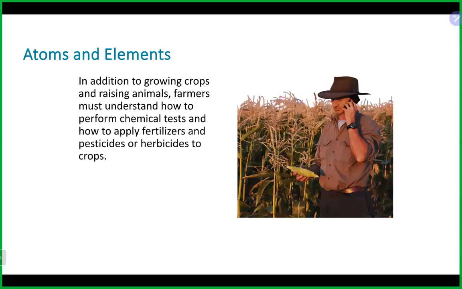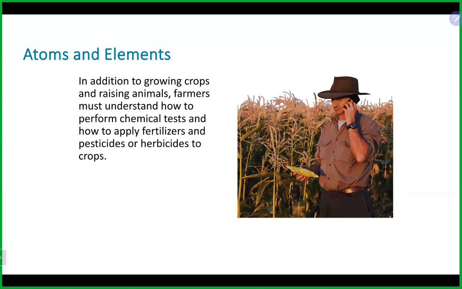So atoms and elements. Elements are the basic building blocks of everything. You could think of elements as sort of like the alphabet. There's only so many letters we have, right? But we can make all kinds of words, depending on the combination of letters that we put together. It's the same idea here. There's only a certain number of elements present, but different combinations of the same elements and different amounts give us different compounds.